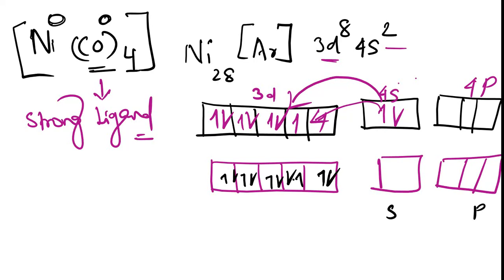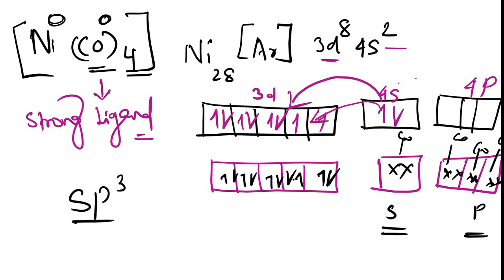How many ligands are there? 4 ligands are there. So in these 4 places, the CO will place its ligand, in 1s, here and here and here. So the hybridization will be 1s and 3p. This is sp3 hybridization. And now let us go for magnetic moment.